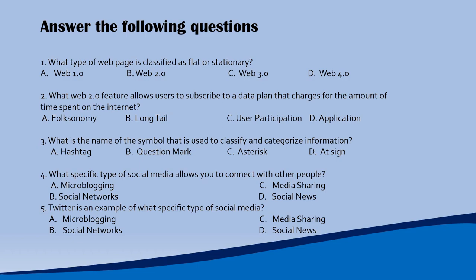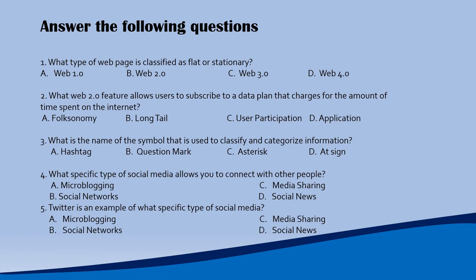Question number two. What Web 2.0 feature allows users to subscribe to a data plan that charges for the amount of time spent on the internet? Is it letter A, folksonomy? Letter B, long tail? Letter C, user participation? Letter D, application? Number three. What is the name of the symbol that is used to classify and categorize information? Is it letter A, hashtag? Letter B, question mark? Letter C, asterisk? Letter D, at sign?